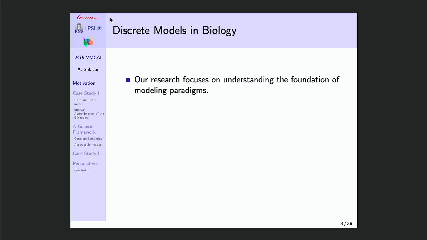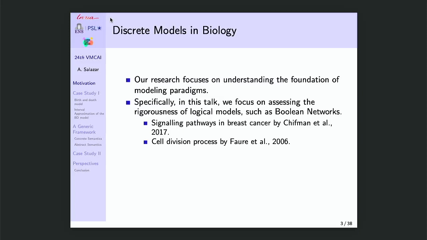And so what we tend to focus on is the application of discrete models in biology. But what we care about more is really understanding the mathematical foundation of discrete models or different types of modeling paradigms in general. And what we will focus on today is assessing the type of behaviors that can emerge from logical models. Okay? So one specific type of logical model is Boolean networks. And these types of modeling frameworks are very popular in biology because they have proven to be successful.